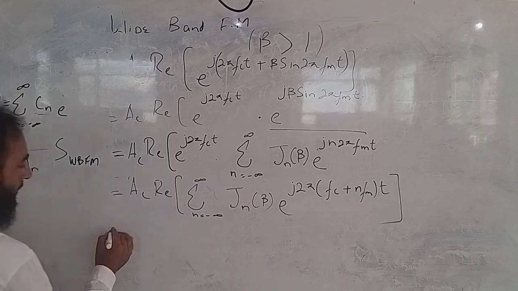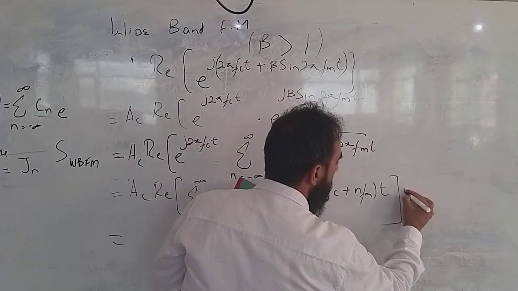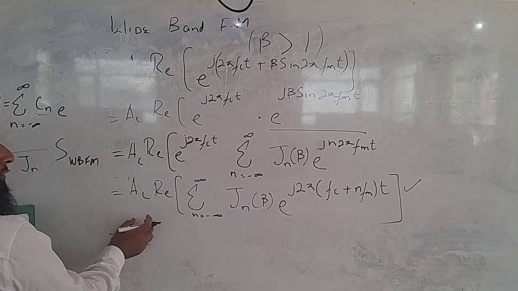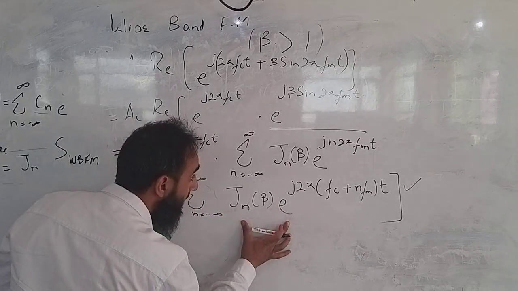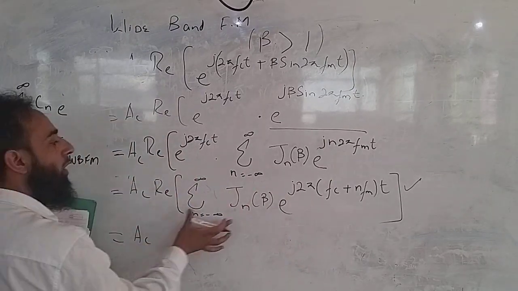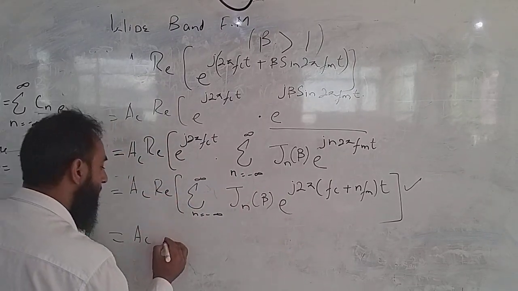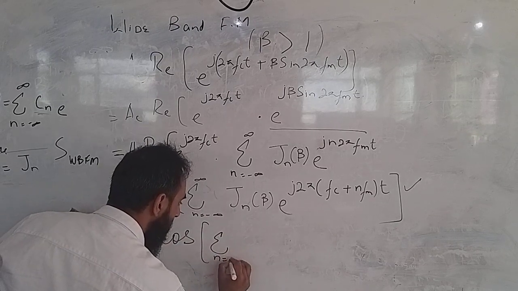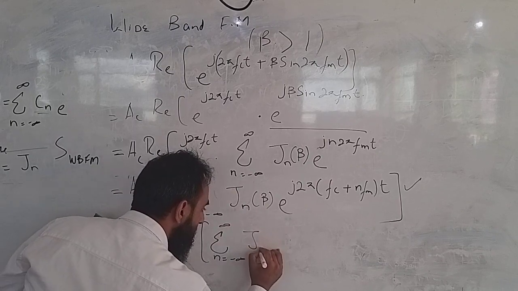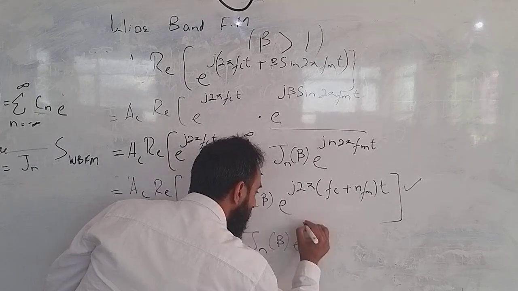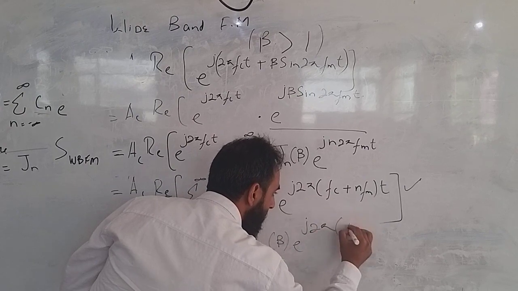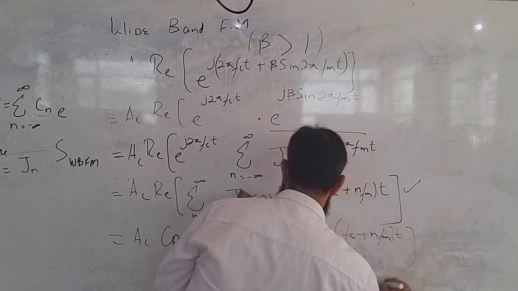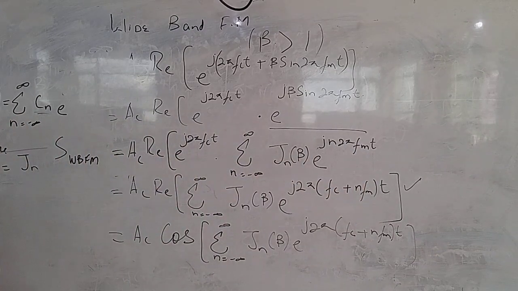Now we can do the reverse. This is one form of the general expression, but maybe a more popular form would be this: we said cos of theta is equal to real of theta, right? We can do the reverse: real of theta is equal to cos of theta. So instead of real, we'll write cos of the same thing: summation n equal to minus infinity to infinity J_n of beta e raised to j 2 pi fc plus n times fm of t. So we have our cos.